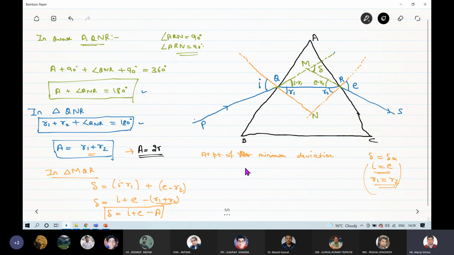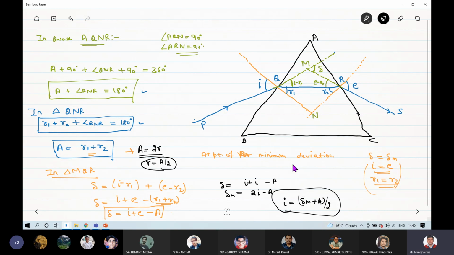And this delta can be replaced by I plus I minus A. So it will be equal to 2I minus A. And from this, I can see I will be equal to delta M plus A divided by 2. And this R was equal to A by 2. So with the help of this ray diagram, I have found out that I is equal to delta M plus A by 2 and R is equal to A by 2.